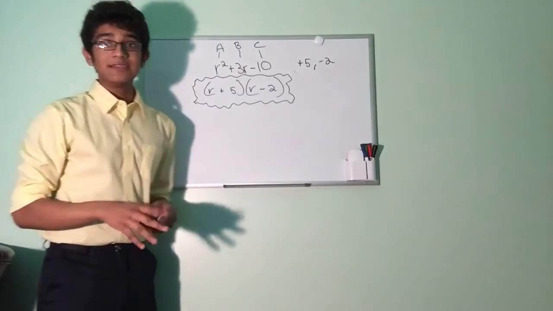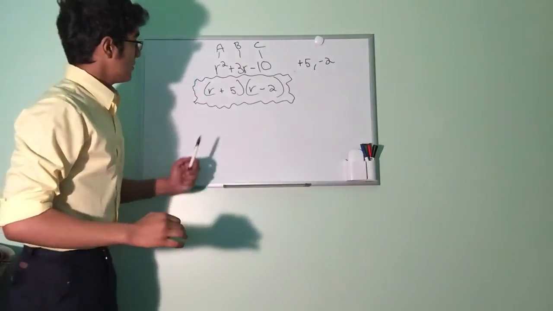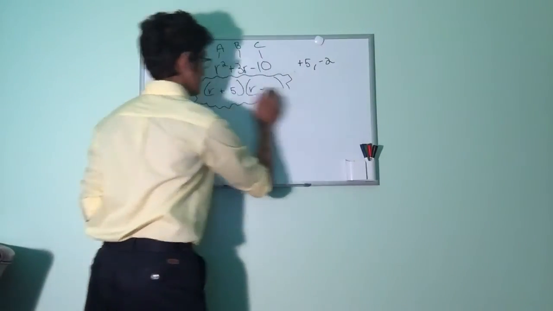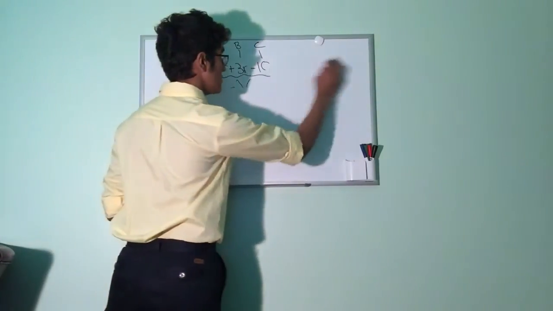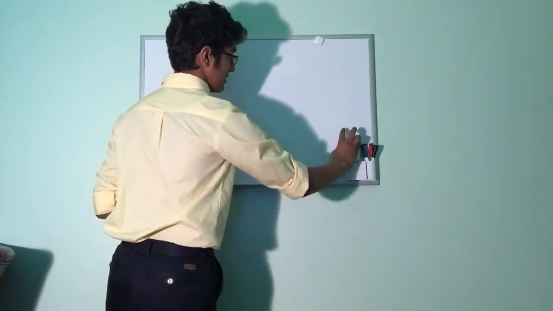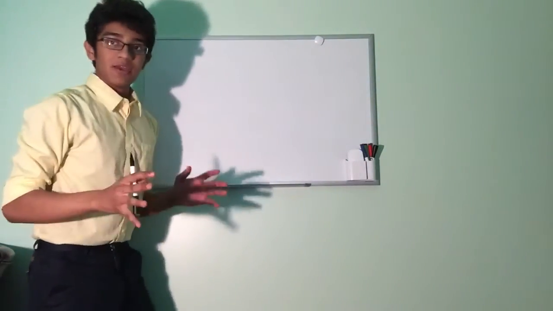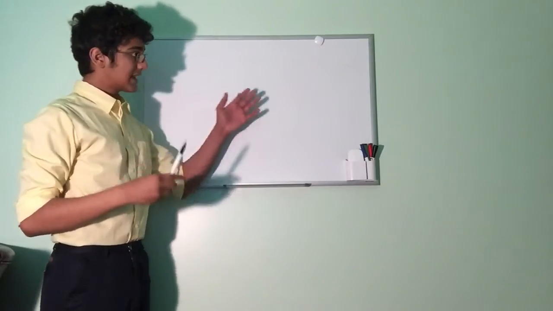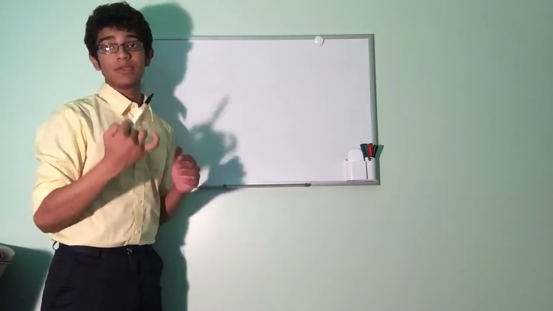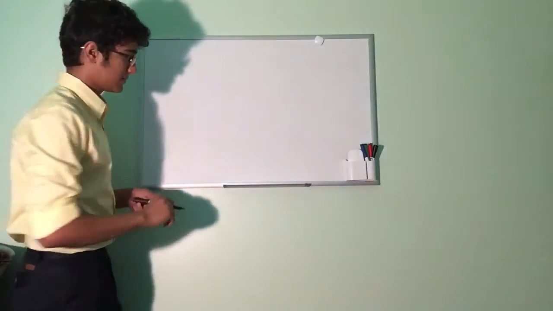But keep in mind that sometimes when the leading coefficient in the original quadratic is not 1, you can still use this method. But only sometimes, and that's when you can take out the GCF and then have the leading coefficient be 1. And let me show you an example.